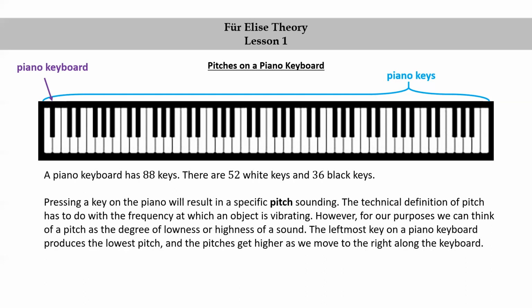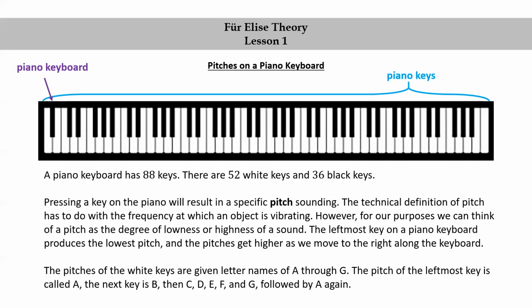The leftmost key on a piano keyboard produces the lowest pitch, and the pitches get higher as we move to the right along the keyboard. The pitches of the white keys are given letter names of A through G. The pitch of the leftmost key is called A, the next key is B, then C, D, E, F, and G, followed by A again.